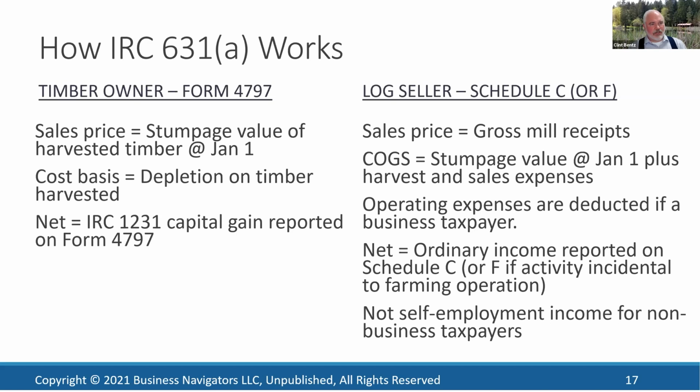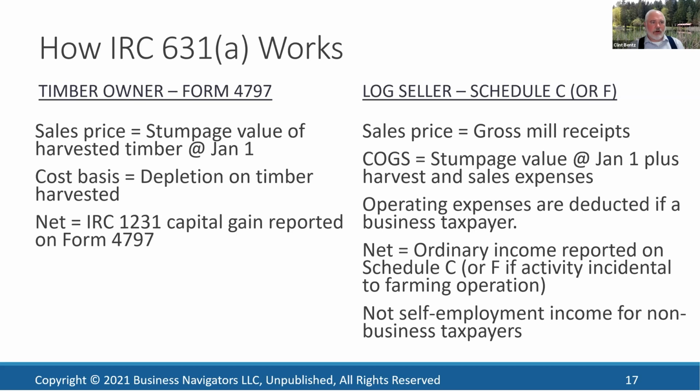It's not net of your depletion, it's the gross amount of what the stumpage value of the timber was, because you bought that standing timber, just like you went to your neighbor and bought their standing timber. That's your cost, plus your harvest and sale expenses. So the cost of goods sold is your stumpage value plus the harvest cost, the logging and hauling, plus the sale expenses. And then we drop down, and the operating expenses are deducted if you're a business taxpayer. If you're not a business taxpayer, you're not allowed to deduct your operating expenses, right?